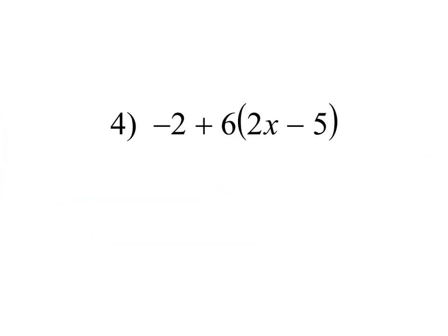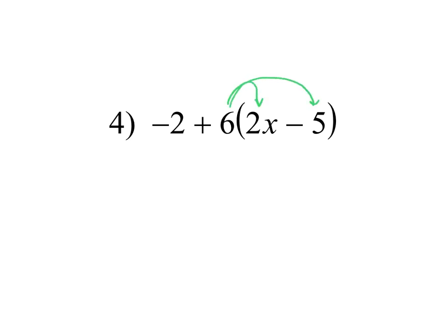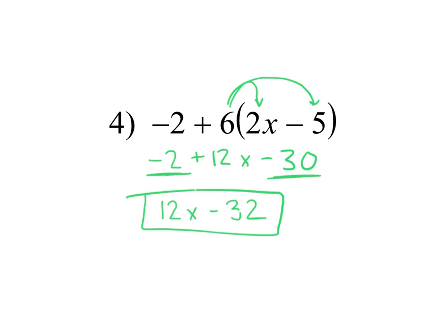Number 4, what do we do first? Distribute. So we have negative 2 plus 12x. Then 6 times negative 5 would be minus 30. So we're going to combine our like terms. What is negative 2 minus 30? Negative 32. So our answer here is 12x minus 32.